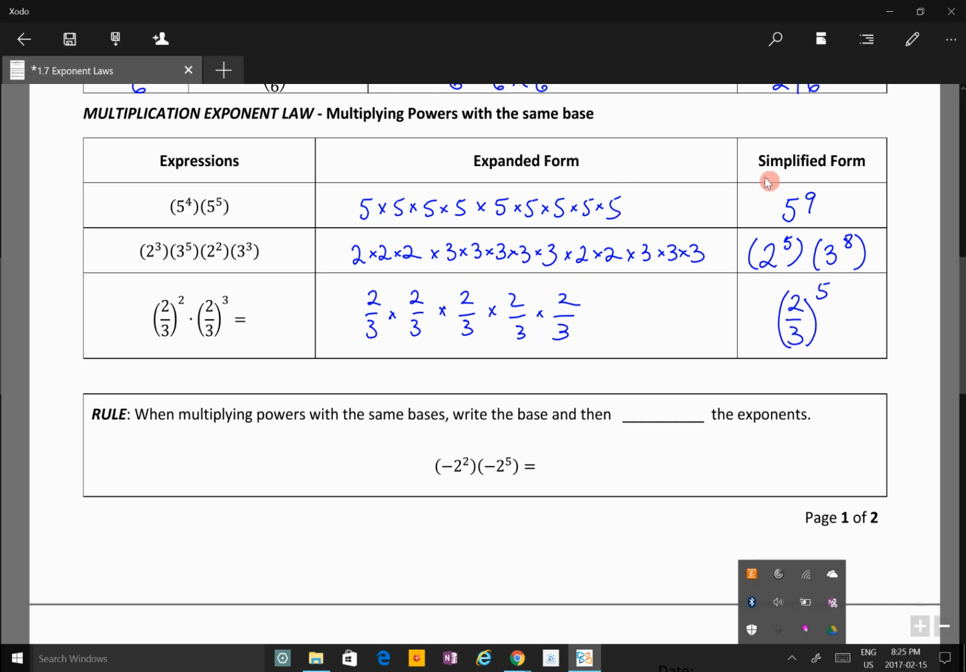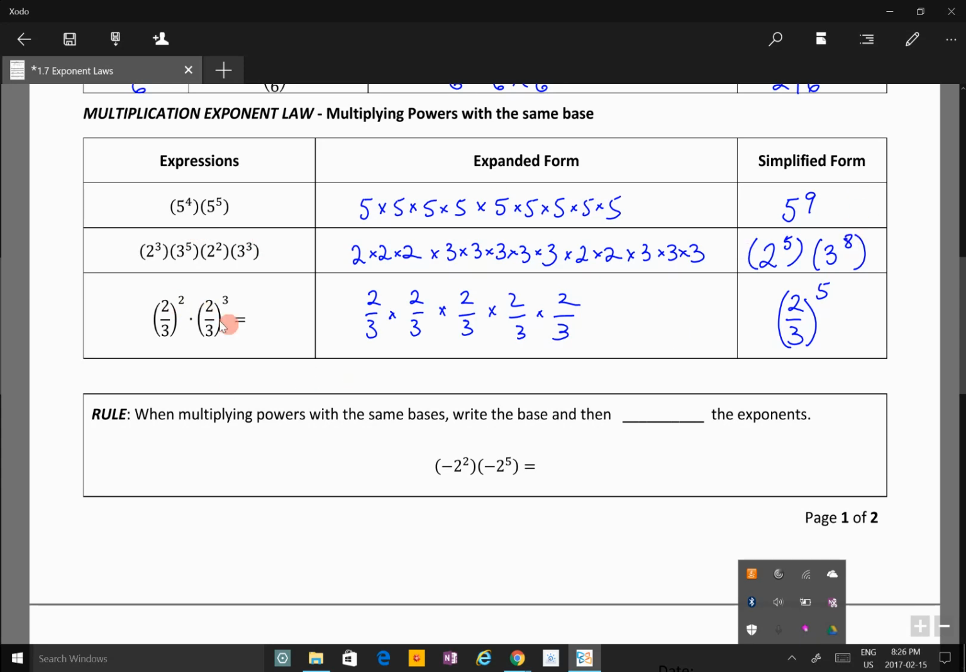Okay, so this can lead to a new rule. Look at the exponents. In the first one, I have 4 and 5. In my simplified form, I have 9. Well, it turns out I can just add the 4 and the 5 and I get 9. Is this rule true for all other powers that you multiply? Well, let's see. For the base of 2, I have 3. For the base of 2, I have 2 as my exponent, so 3 plus 2 gives me 5. What about the other exponents? I have an exponent of 5 here and an exponent of 3 here, so 5 plus 3 is equal to 8. So far, so good.